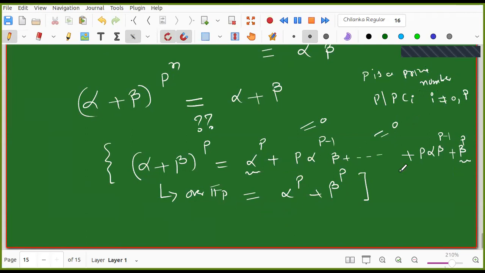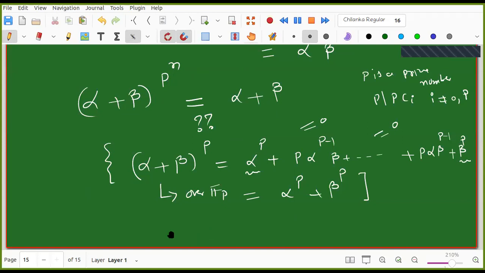Yes, so these are all 0 because alpha power p plus beta power p. Beautiful part. In particular, it will give you much better. I will tell that part also. But how do you prove that alpha plus beta whole power p power n is equal to alpha plus beta? We have not proved this part.